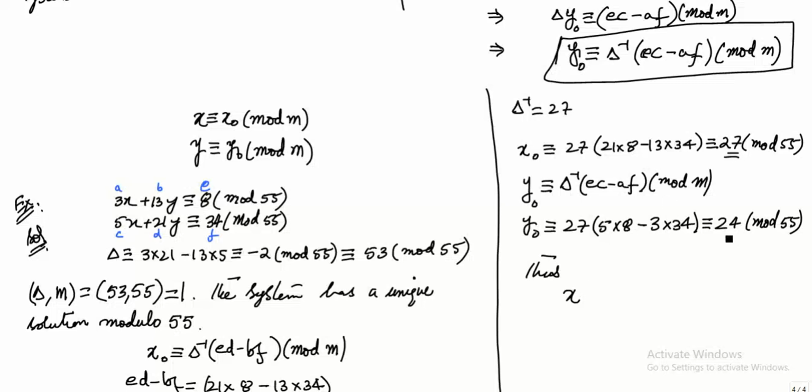Now the two solutions are, because we have 27 here and we have 24 here, x null is 27 and y null is 24. So we can write x is congruent to 27 modulo 55, and y is congruent to 24 modulo 55. Okay, so that's the solution of the 2 by 2 system of congruences.